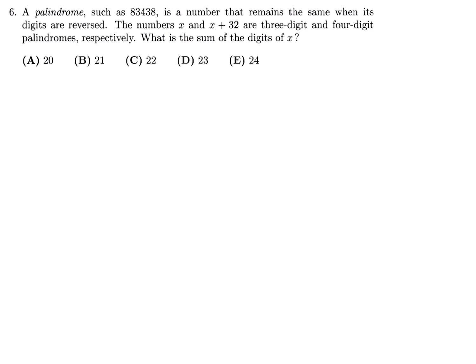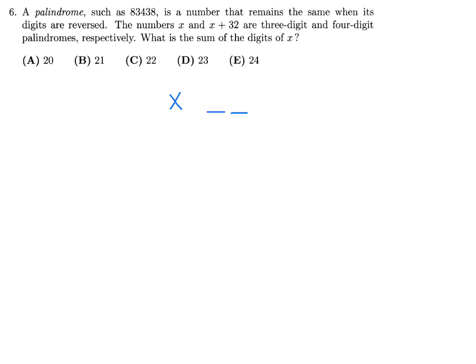A palindrome, such as 83438, is a number that remains the same when its digits are reversed. The numbers x and x plus 32 are 3-digit and 4-digit palindromes respectively. What is the sum of the digits of x?